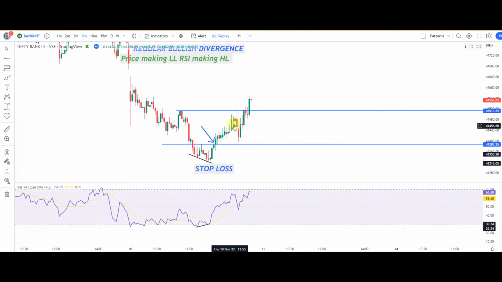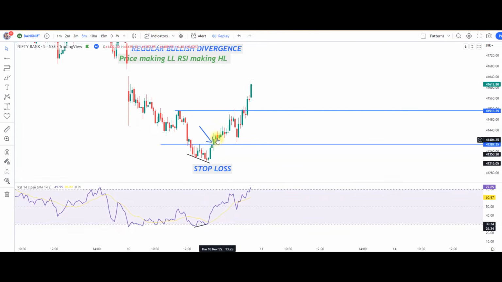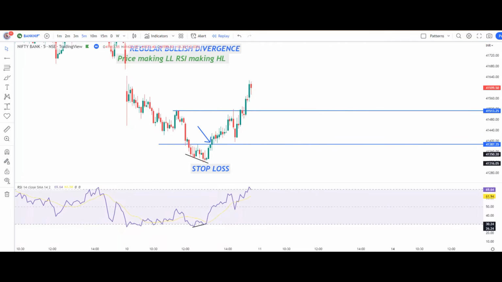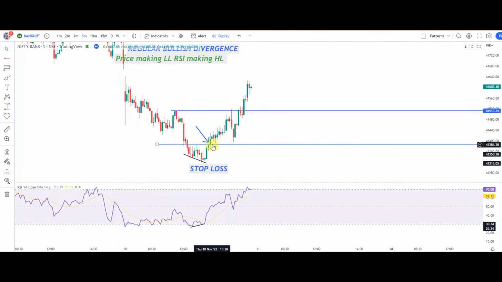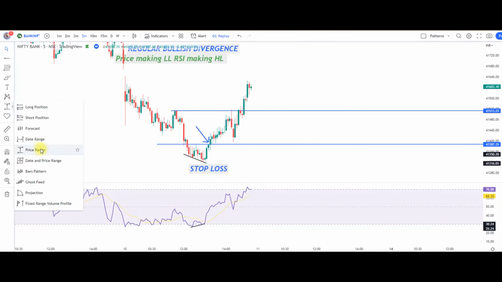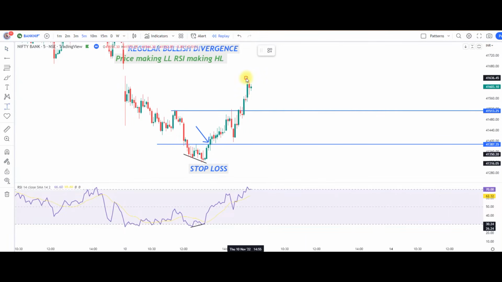So we got a nice up move. After we entered into this trade, we entered here. So we got a nice up move, and our stop loss also didn't get hit. So we can see how many points we got here. So we entered here, this is the entry point. So we got around 250 points. So 250 points in BankNifty in the 5 minutes time frame.